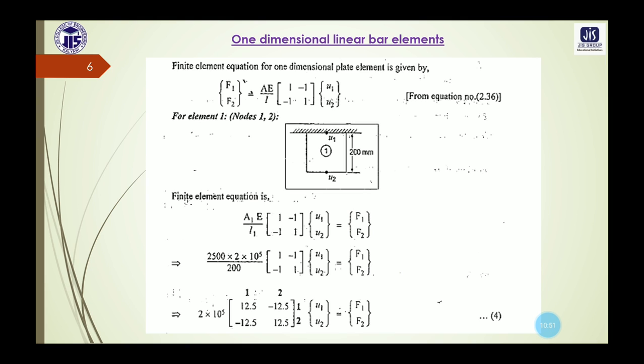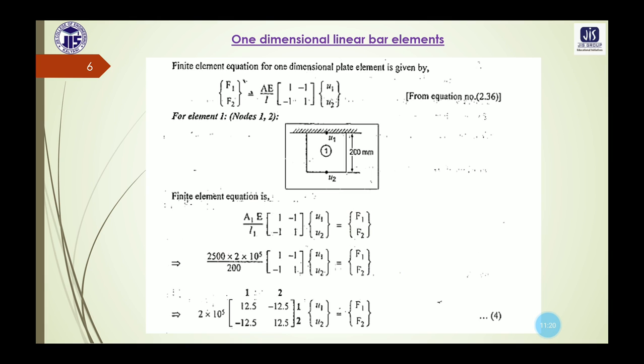Now we need to write the finite element equation for the one-dimensional plate element. This finite element equation can be represented mathematically, and the formula is F1 F2 equals AE by L multiplied by the element symmetric matrix 1 minus 1 minus 1 1, which is multiplied by the column matrix of U1 U2.